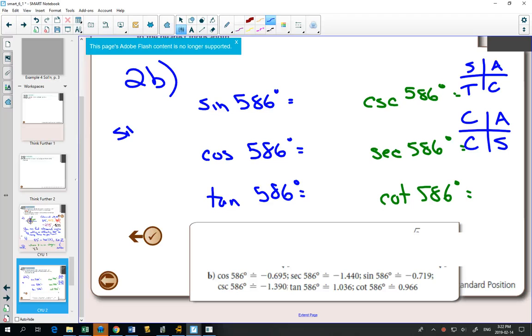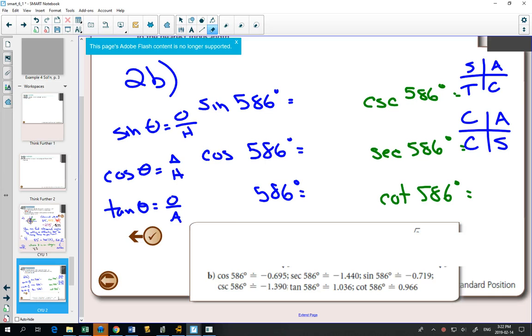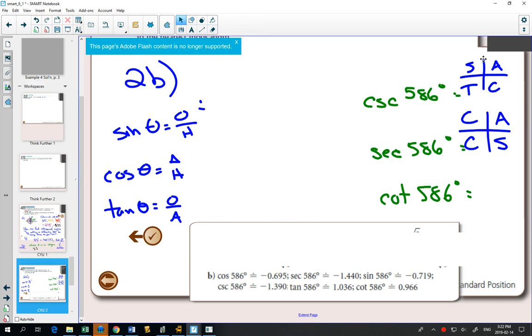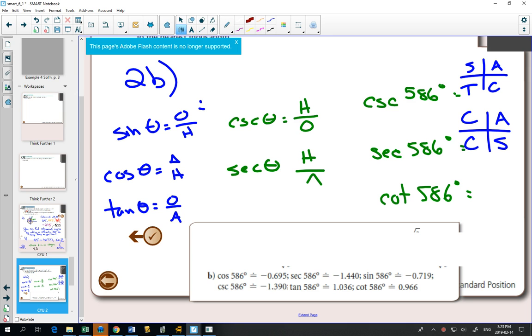Same thing. You know that sine of theta is opposite over hypotenuse, right? And cos of theta is adjacent over hypotenuse, and tan of theta is opposite over adjacent. With that, we know that cosecant of theta is hypotenuse over opposite. It's a reciprocal. That secant of theta is hypotenuse over adjacent. And cotangent of theta is, instead of opposite over adjacent, adjacent over opposite.